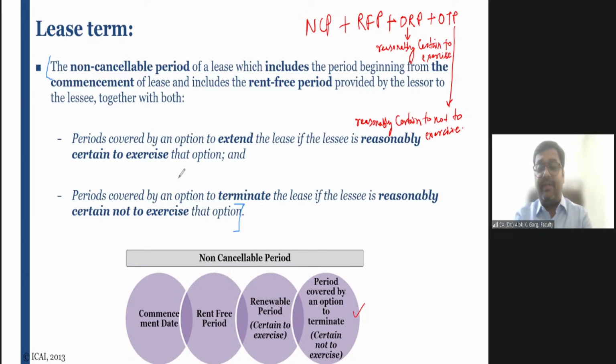So what is the non-cancelable period? In this case, the non-cancelable period is how much? 2 years. So the non-cancelable period is 2 years, right? I believe it is clear to all of you. And this is what is written in the slide. The non-cancelable period starts from the commencement date. So, sir, we understood this non-cancelable period, right? Which is 2 years in this case, which starts from the commencement date till the end of the lock-in period.